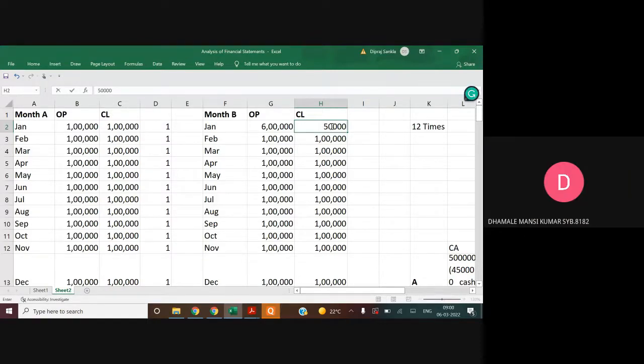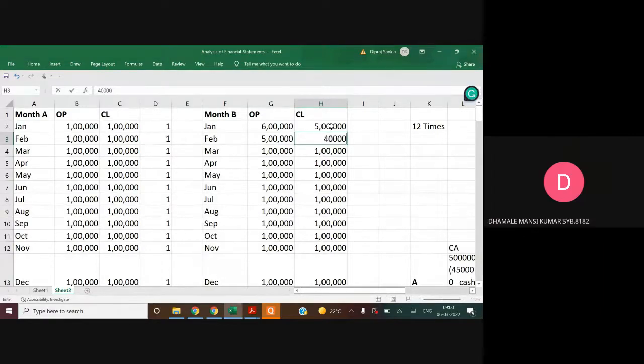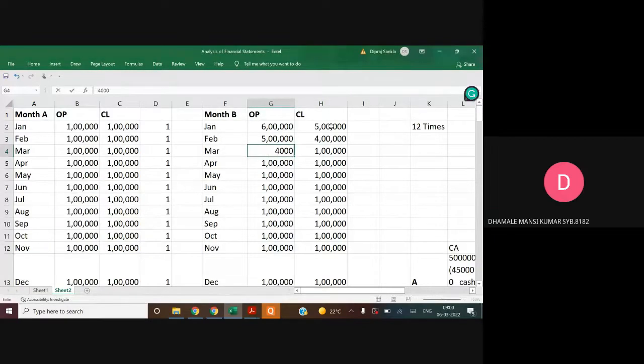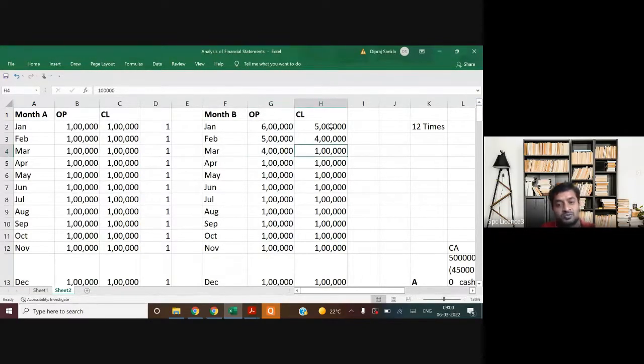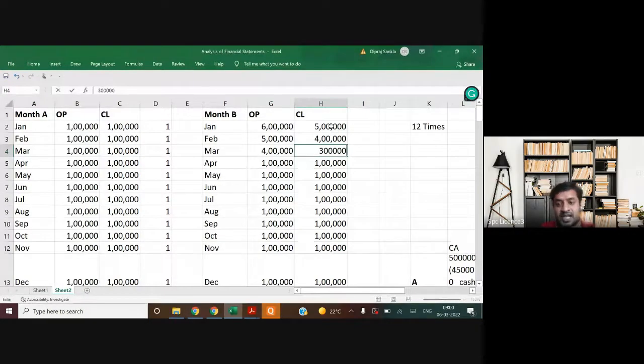5 lakh, na? It will be carried forward as opening stock of February. Again in February, 1 lakh rupees of cost of goods sold. So what is the balance now? 4 lakh. So it will be carried forward as opening stock, na? Again 1 lakh rupees cost of goods sold, 3 lakh. Balance becomes 3 lakhs. Again here opening will be 3 lakhs. Here balance will be 2 lakhs.